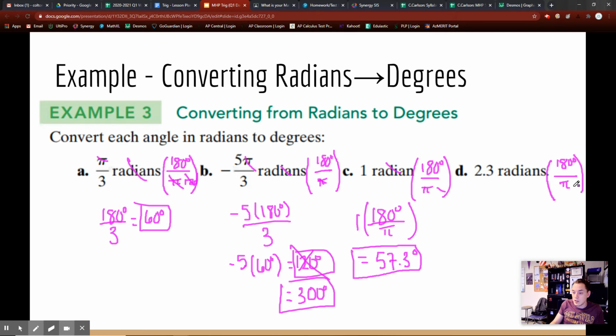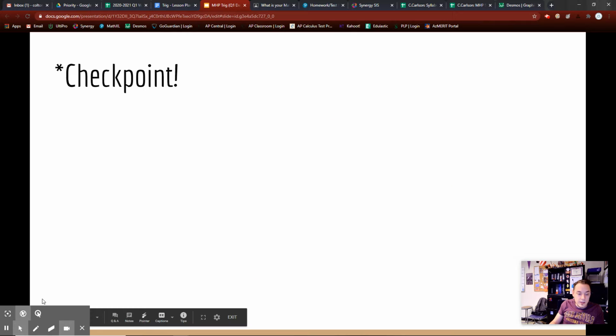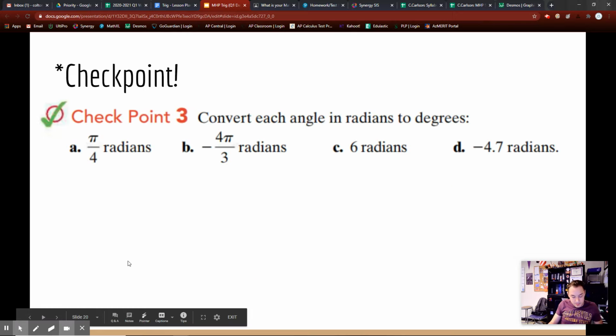Okay, so I simplify that. The pi still stays there, but this is 2.3 times 180 degrees, and then all over pi. And the radians, if I actually wrote RAD right here, the radians would go poofy. This simplifies down to, I'll just do the math for you, 131.8 degrees. Perfect. Notice how they're all degrees, degrees, degrees. Awesome. Let's move on. See if you can do this checkpoint by yourself.